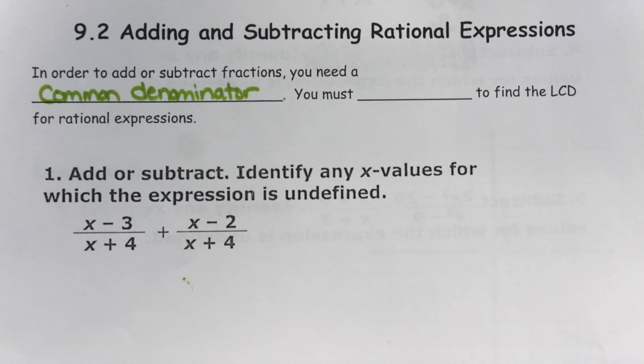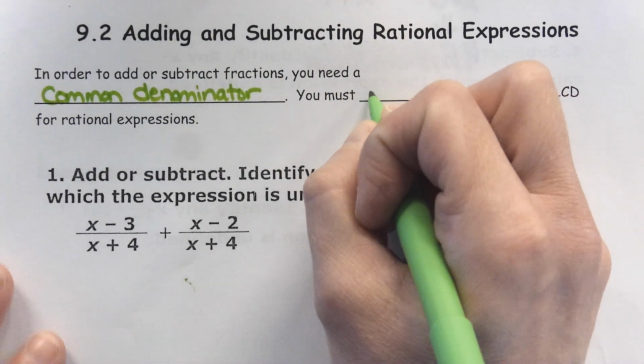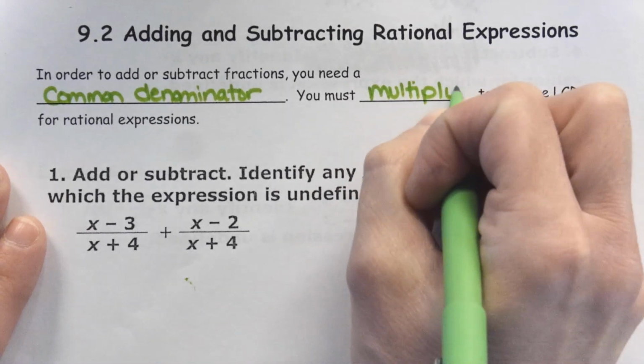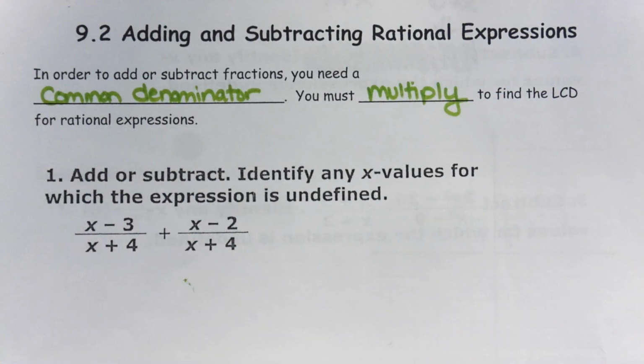You must blank to find the lowest common denominator. So we have to multiply in order to get the lowest common denominator sometimes. Other times we don't have to do a darn thing because it's already a common denominator, right? So it just depends on what situation you encounter. Sometimes you do nothing because they're already the same. Sometimes you have to multiply by something in order to get them to be the same. Okay, so let's look at number one.